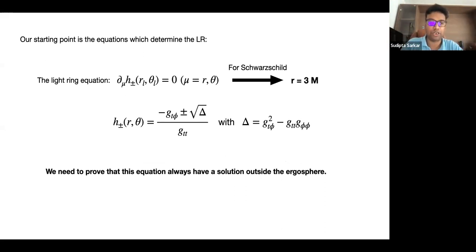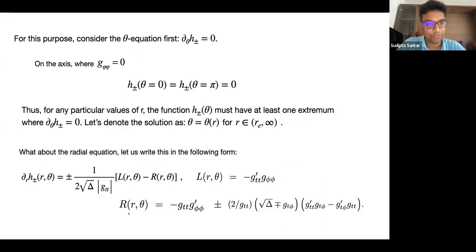Okay? And here h plus and minus are the two senses of rotation. How do you prove that? So first of all, we look at the theta equation, and we show that for any particular value of r, the function h must have at least one extremum. That is because there exists an axis. Given a stationary axisymmetric spacetime, it is guaranteed by a theorem by Carter that there exists an axis. What is the definition of the axis? It is where g phi phi equals 0.